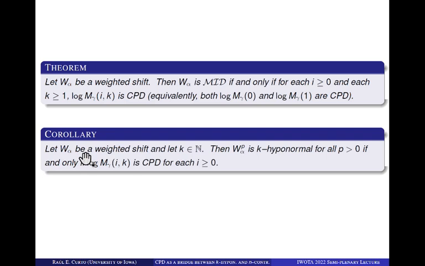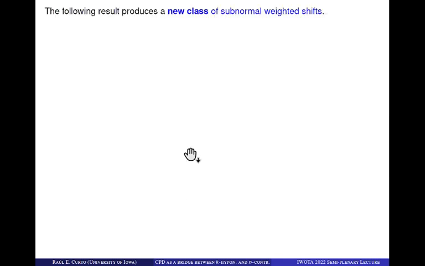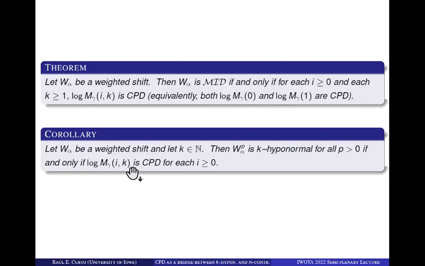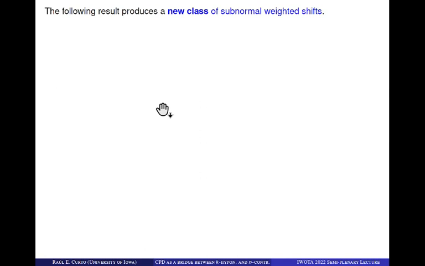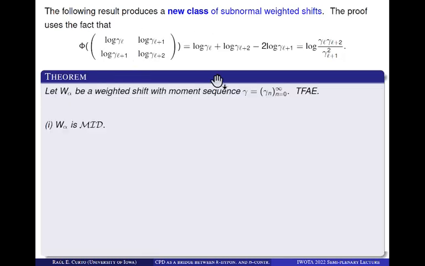As a corollary, if W alpha is a weighted shift, then the power p is k-hyponormal if and only if these log matrices are CPD for each i, but keep in mind that we are restricting attention to size k+1 by k+1, when you take the log. The following result produces a new class of subnormal weighted shifts. The proof uses the fact that phi of these is equal to the sum of the logs, but then that's the log of this quotient here.